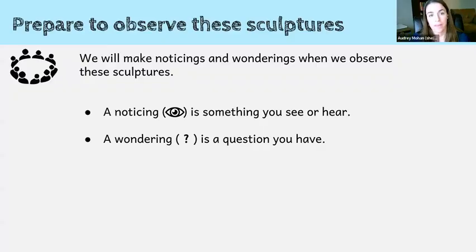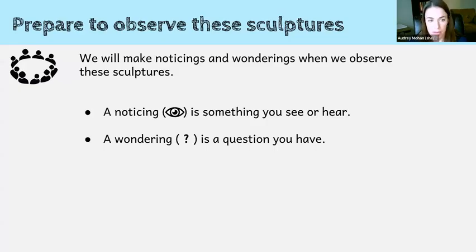So now we've elicited their prior experiences with maybe seeing some of these sculptures and thinking about what a sculpture is. And now we're ready to actually observe some interesting sculptures. So we want to support students in noticing things about those sculptures and having some wonderings about them.